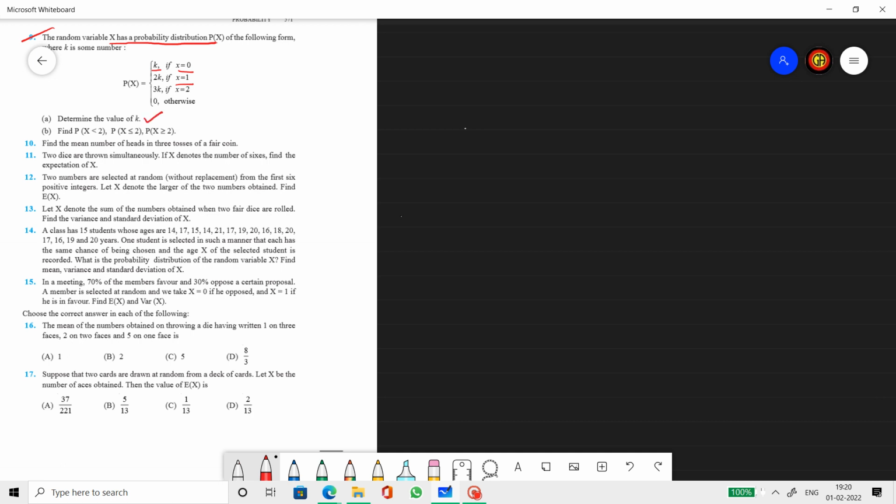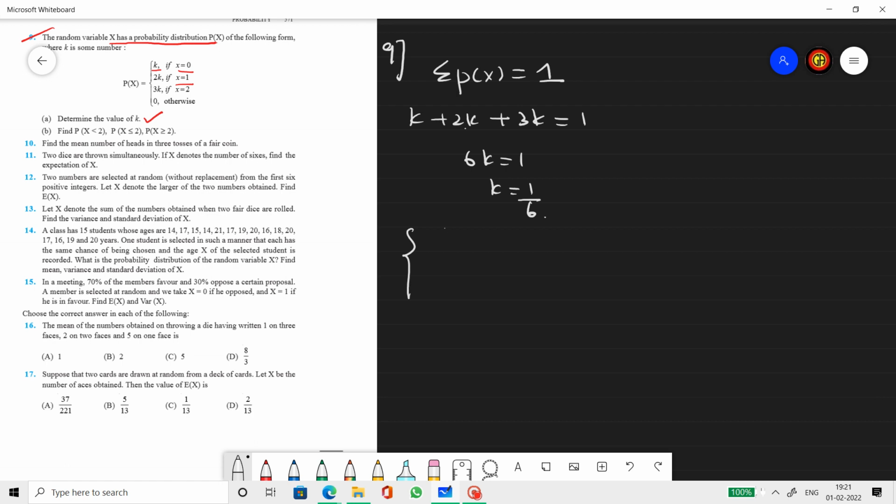Determine the value of k. Total probability is 1 always. So sigma p of x equals 1. So k plus 2k plus 3k equals 1. 6k equals 1. K will be 1 by 6. So let's complete the table then. So 1 by 6 when x is equal to 0, 2 by 6 when x is equal to 1, 3 by 6 when x is equal to 2, and 0 otherwise.